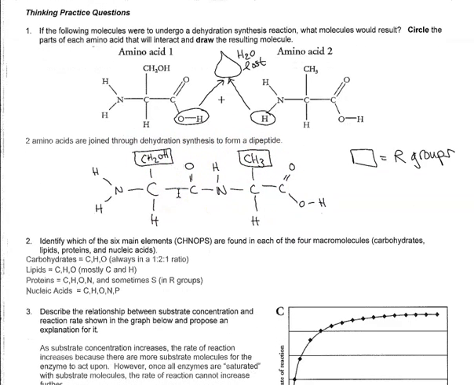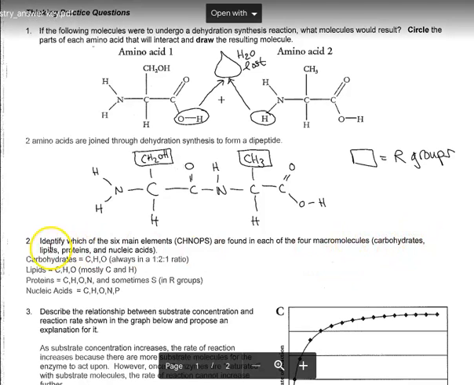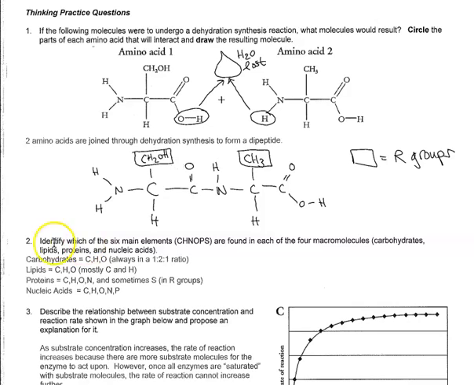Okay, it says, identify which of the 6 main elements, carbon, hydrogen, nitrogen, oxygen, phosphorus, and sulfur, are found in each of the 4 macromolecules. So you should know the macromolecules are the carbohydrates, the lipids, the proteins, and the nucleic acids. So in carbohydrates, as the name suggests, there should be a carbon, a hydrogen, and you should know that there's also an oxygen, and it's usually in a 1:1 ratio.